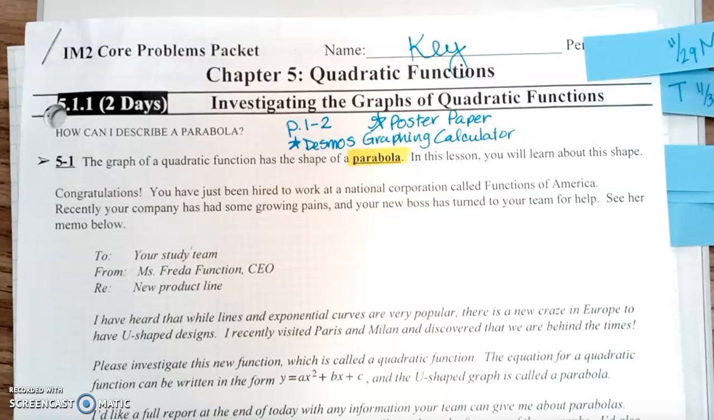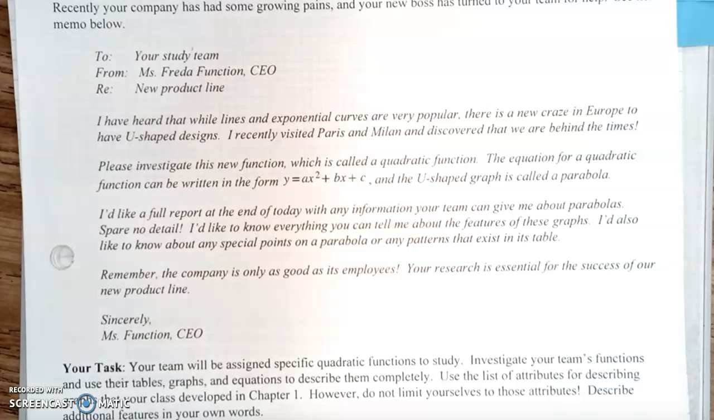This is to your study team, and it's from Miss Frida Function. She's the CEO, and she wants to talk about the new product line. And here's what she says. I have heard that while lines and exponential curves are very popular, there's a new craze in Europe to have U-shaped designs. I recently visited Paris and Milan and discovered that we are behind the times. Please investigate this new function, which is called a quadratic function.